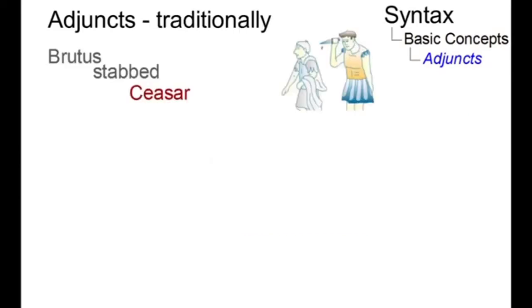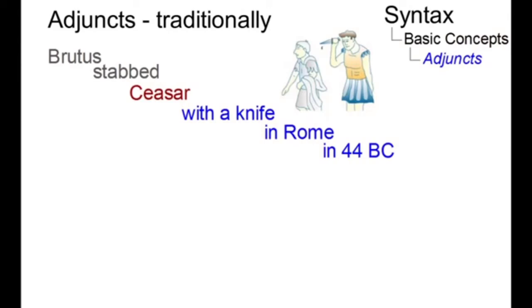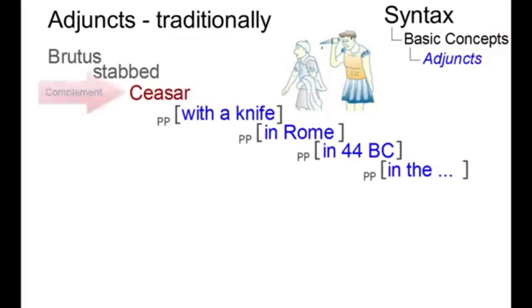Note that there is no theoretical limit to the number of adjuncts. In other words, adjuncts can be stacked. Brutus stabbed Caesar with a knife in Rome, in 44 before Christ, in the Ides of March, and so on. In these examples, the prepositional phrases are adjuncts to stab, whereas the noun phrase Caesar is a complement.